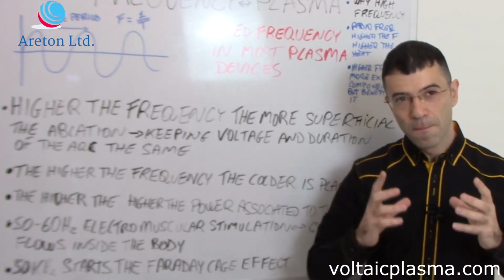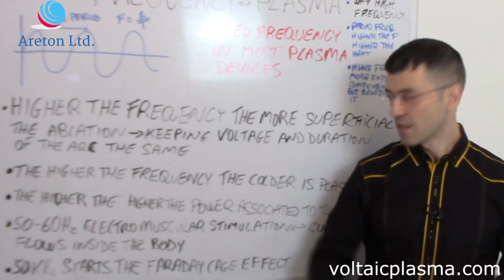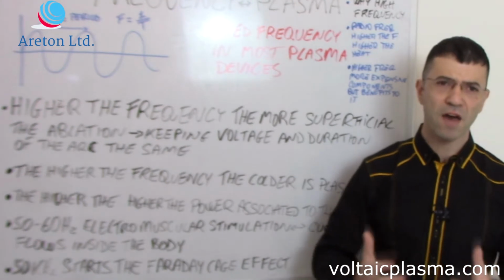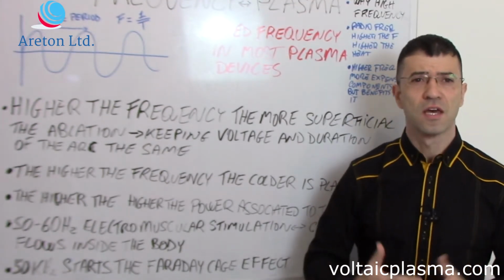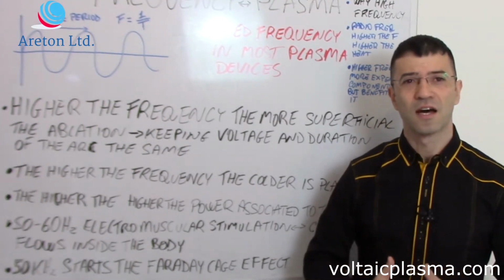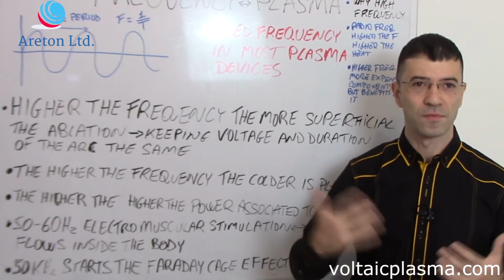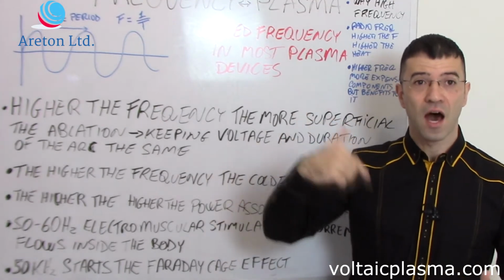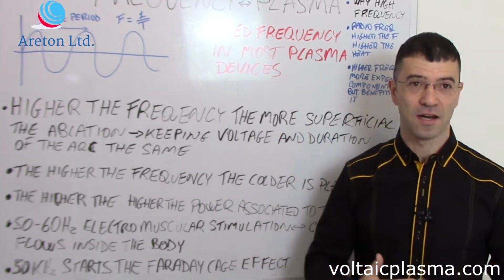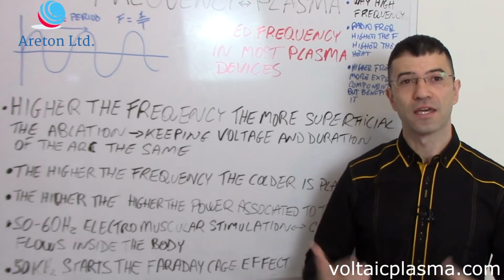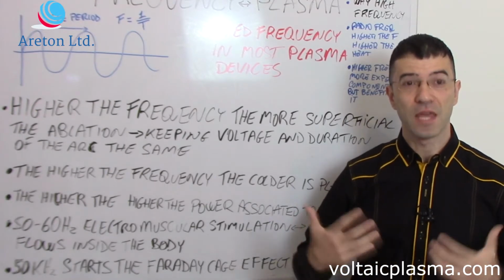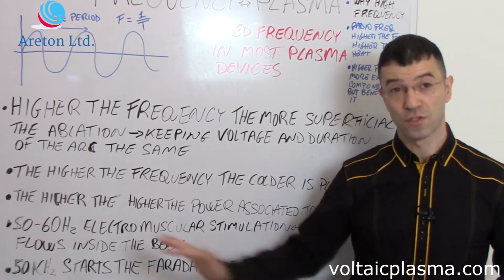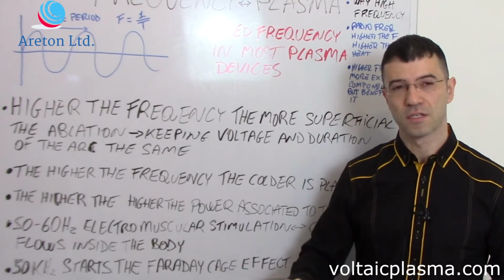So the main important concept to take away here is that at these low frequencies, 50 to 60 hertz, we have an electromuscular stimulation. So basically our muscles start to tense up, and also the electricity passes through our bodies, inside our internal organs. And this is why our bodies heat up if you touch these sorts of currents at these sorts of frequencies.